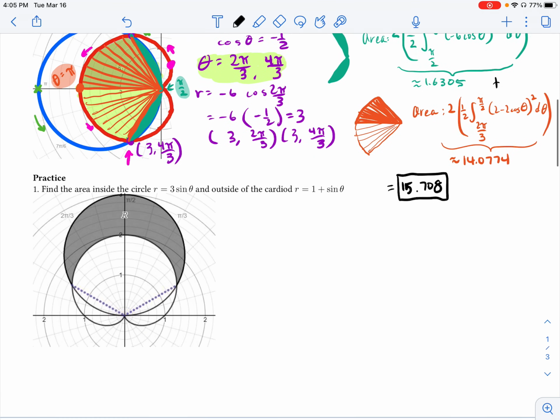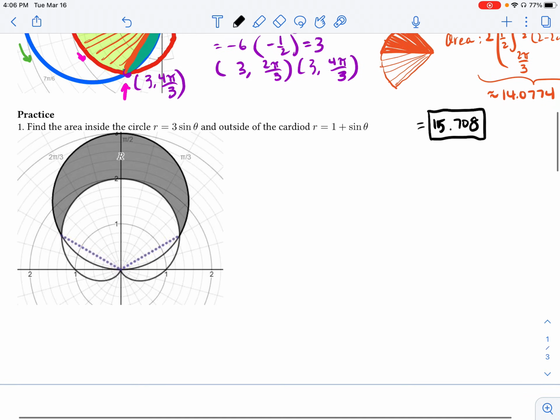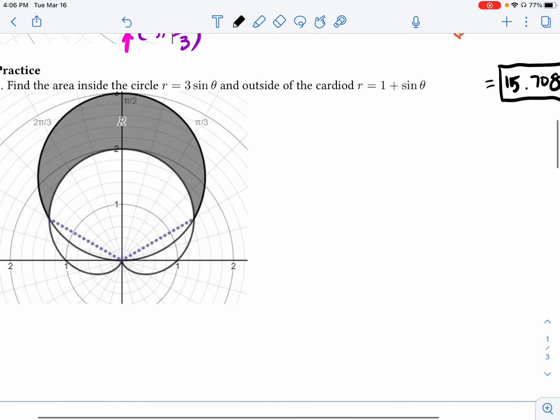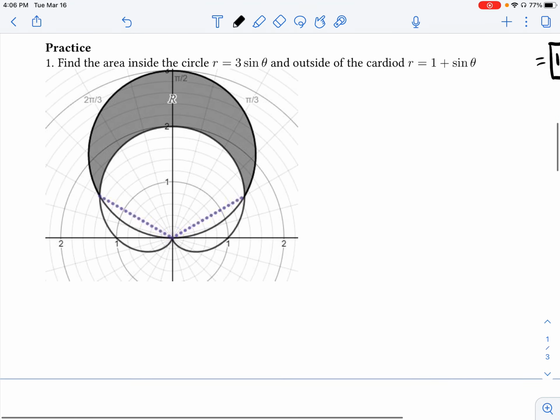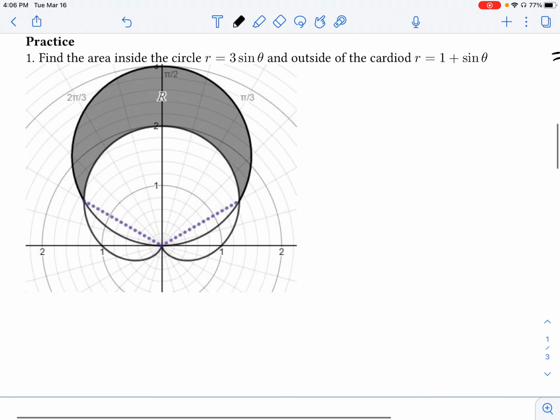Let's do one more example. Let's take a look at these two polar functions. We've got a circle and we've got a cardioid. Now this problem is a little bit different because this time I want to find the area that is inside the circle but outside of the cardioid.